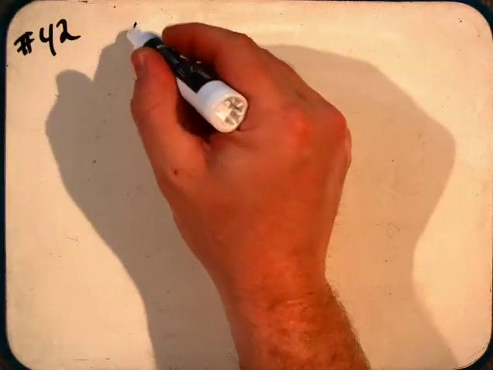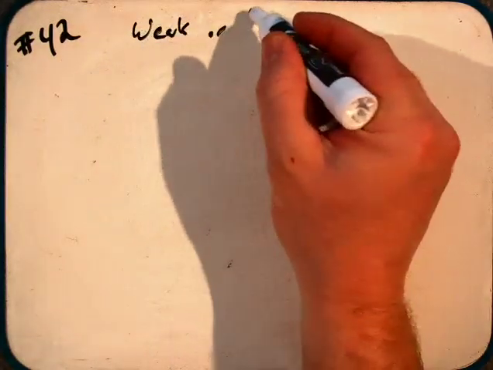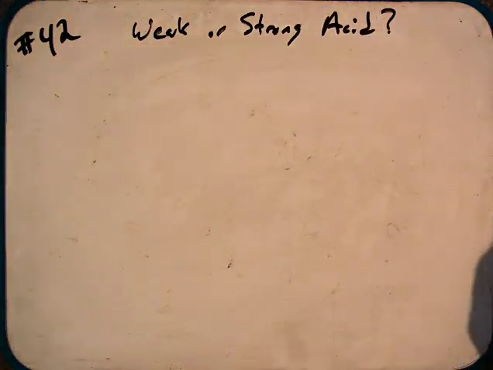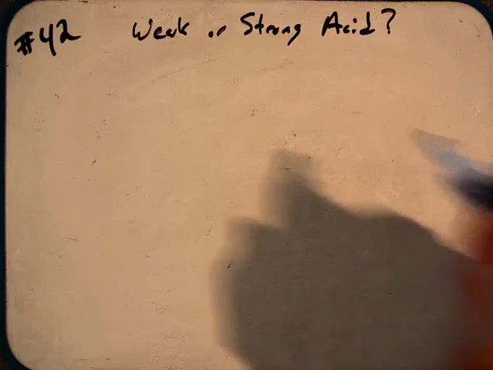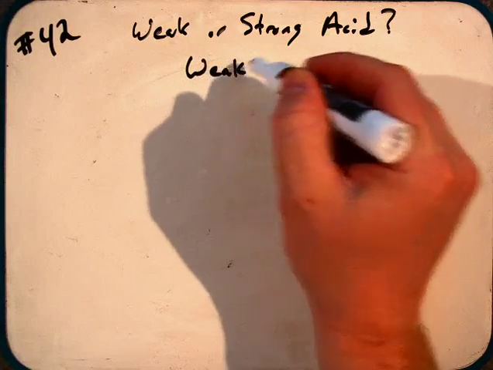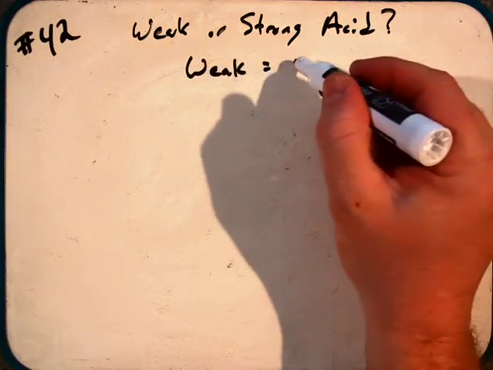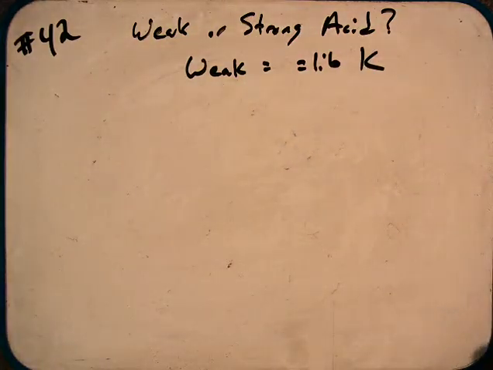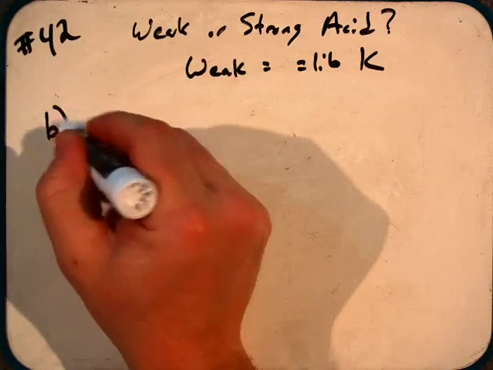This is number 42. Number 42 is basically asking us to identify whether we have a weak or strong acid. And if it is weak, we need to write an actual equilibrium expression. So I'm not going to go through all of these. I'm just going to look at part B and part C.